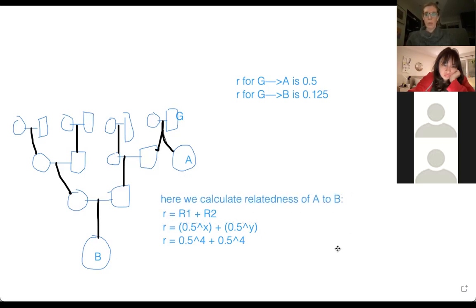Okay, so this is the answer of the relatedness of A to B, and the reason is there are two terms here because they share this ancestor, but they also share this one, and I didn't put a label on it, but this one is relevant to that calculation. Let's call it H. So you have to have one term in the sum for G and one term in the sum for H, and they're equivalent. Both of those terms have 4 steps to get from A to B.